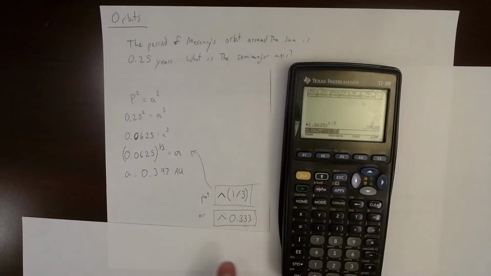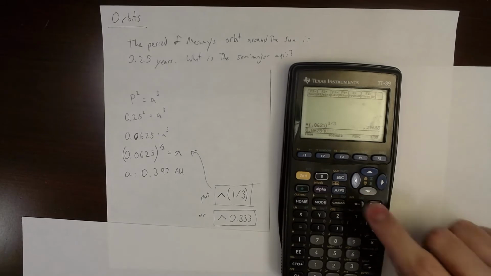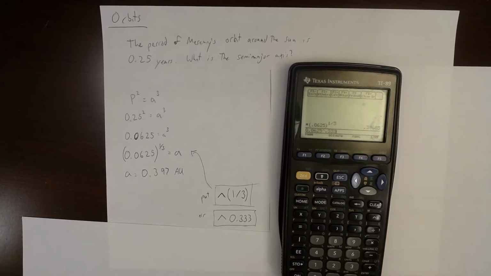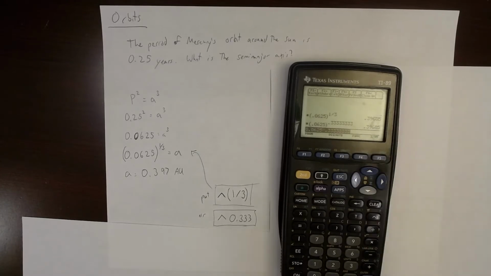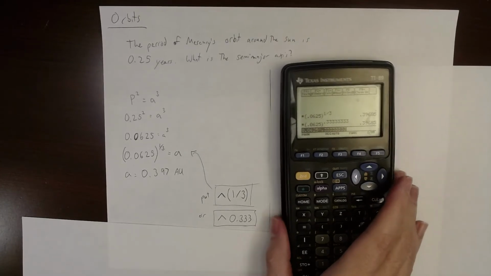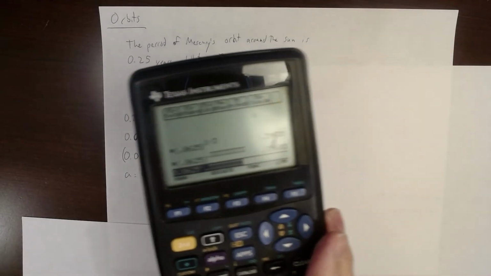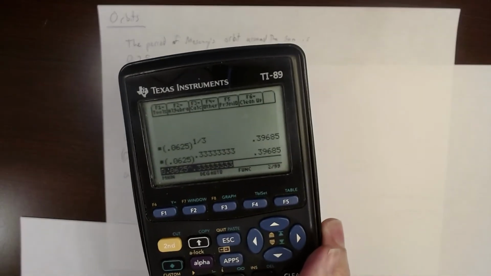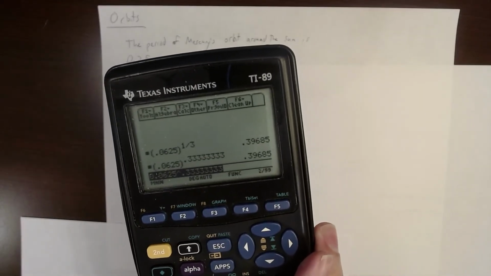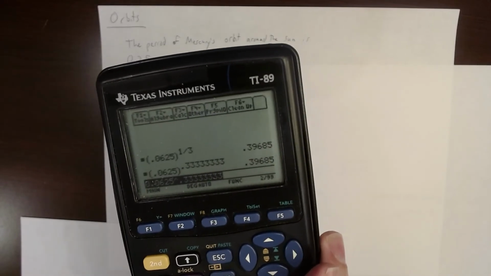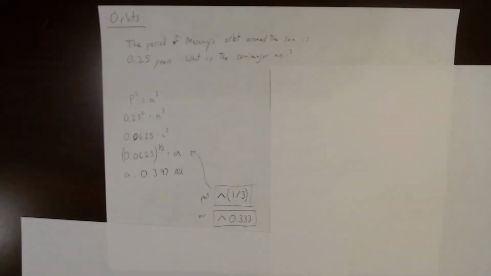Alternatively, you can raise it to the 0.333. That's the same thing. 0.333, you get the idea. Hit enter, you get the same thing on there. Just like that, if my light doesn't interfere with it. There you go, you can probably see that pretty well right there. So that's how you do that.